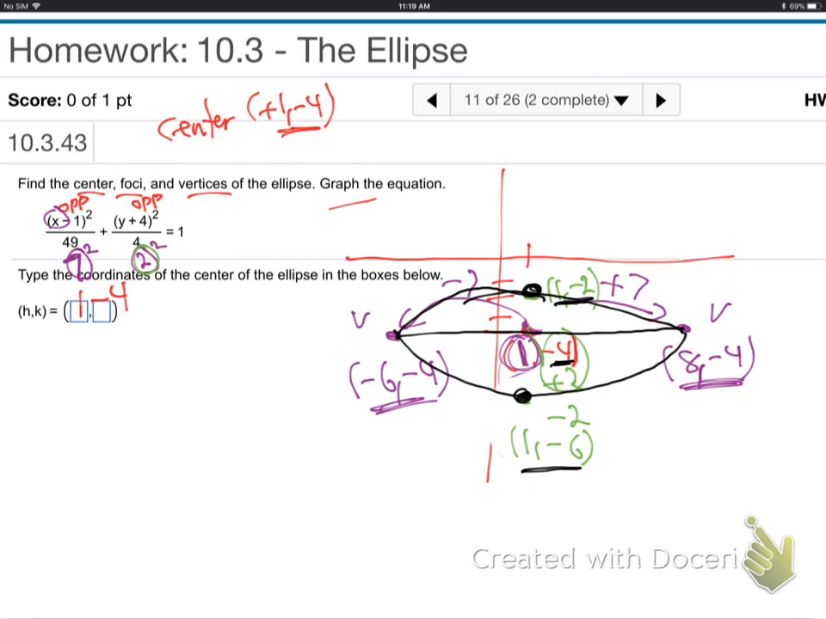Now, how do you first find the focus points? You know the equation. A squared minus b squared is c squared. The Pythagorean with the minus. Good. So can you do that? Can you find c?